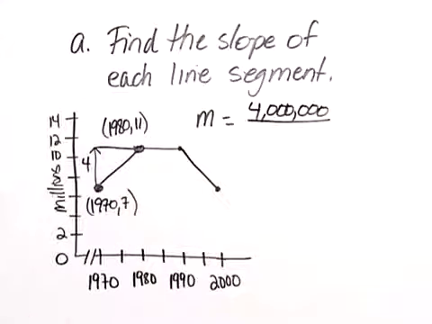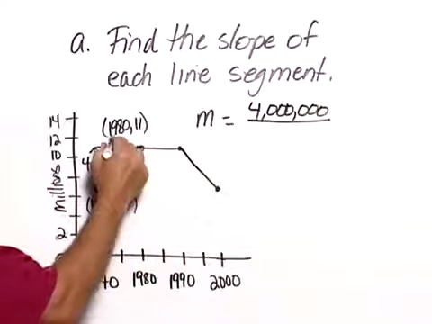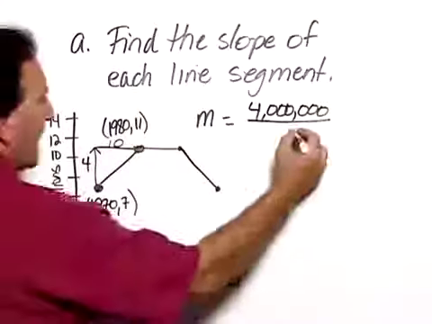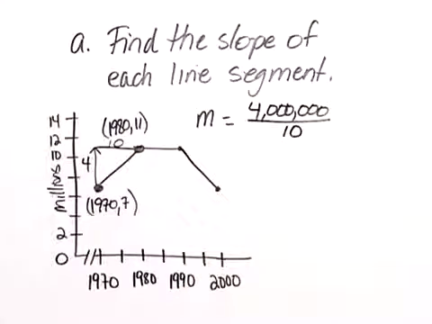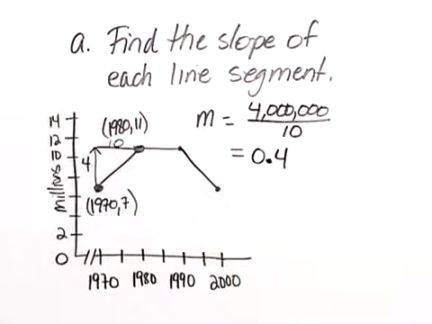would be in the numerator. Now the run would go from 1970 to 1980. And so the run is 10. And so in this particular case, you can see that we could either write the slope as 4 million divided by 10, which would be 400,000, or we could write it as a decimal, 0.4, where it's representing millions per year.